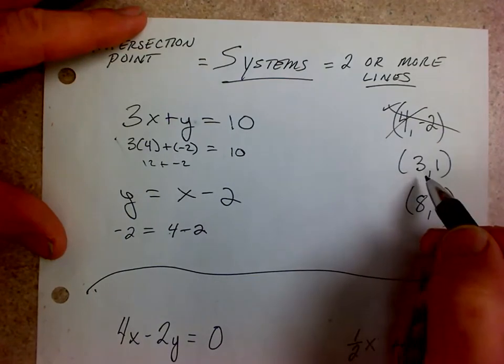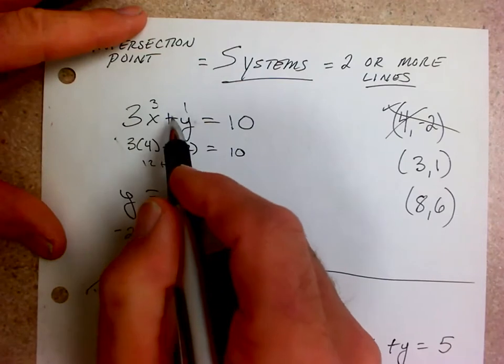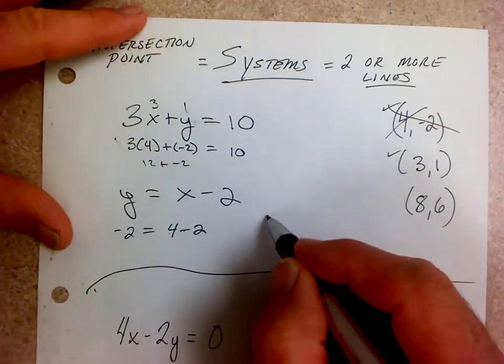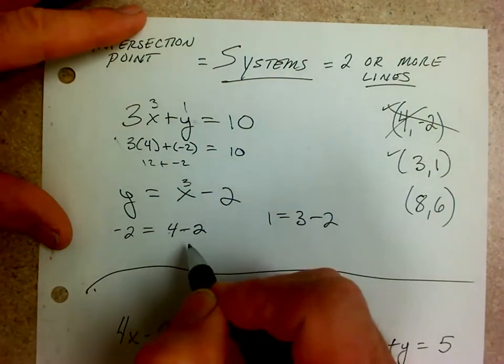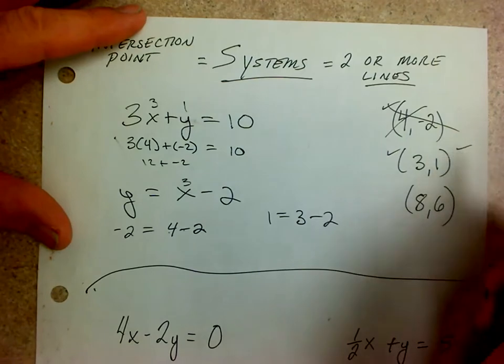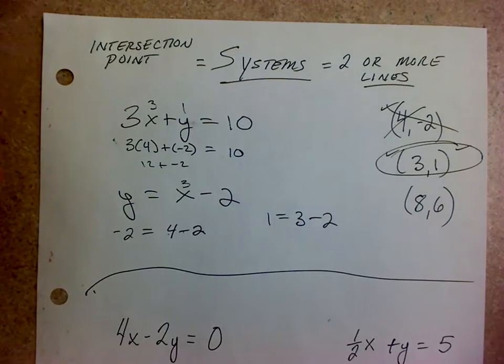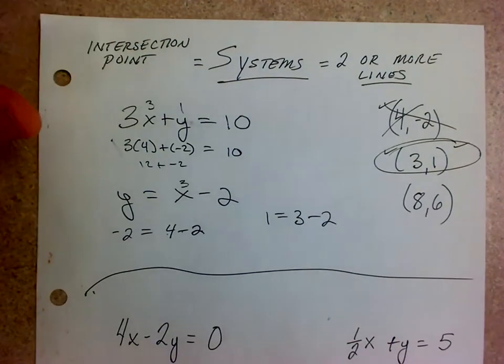Then we can try the next one, 3 and 1. 3 times 3 is 9, plus 1 makes 10. Check. Substitution: 3 minus 2 equals 1. Check. That's our intersection point because it works in both of our equations. So sometimes we're just given some points to choose from.